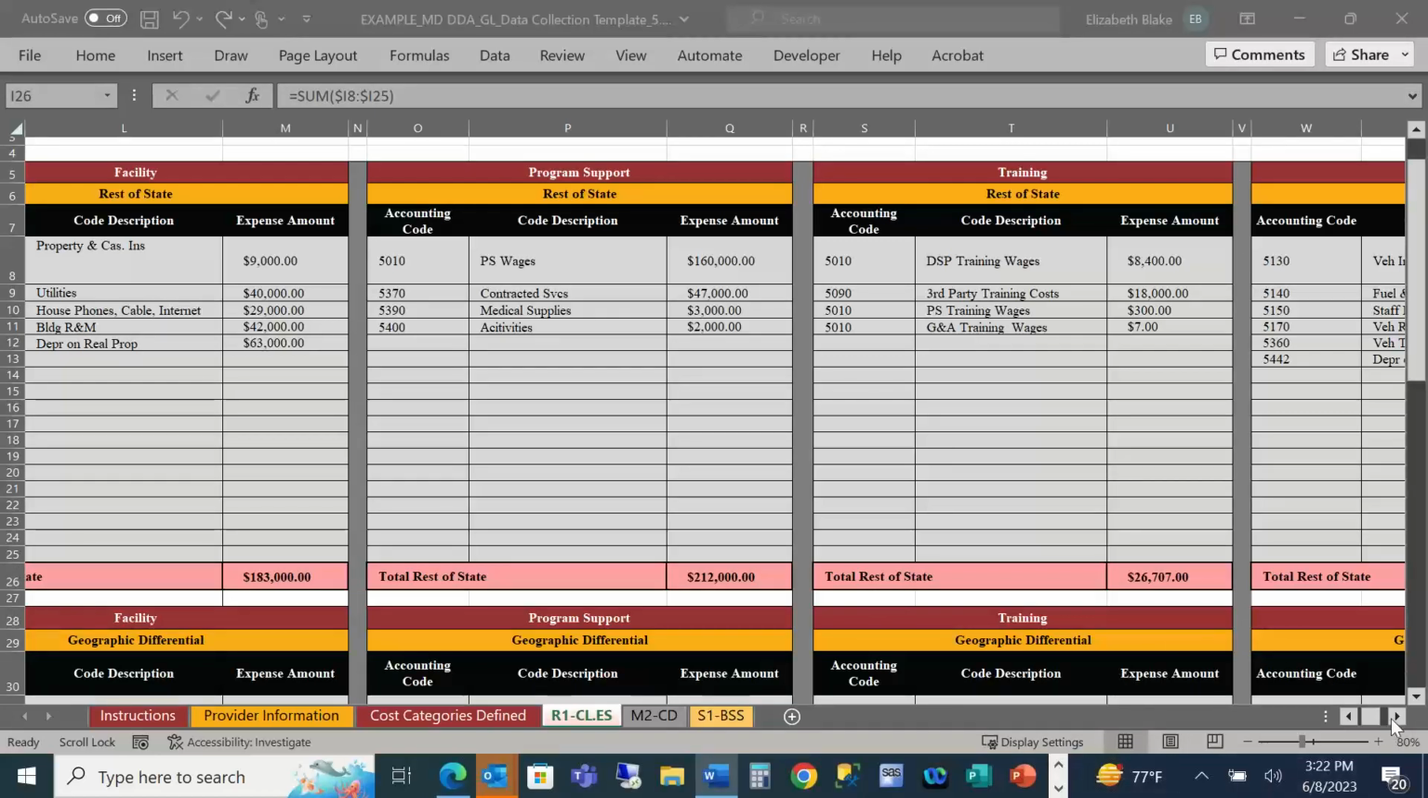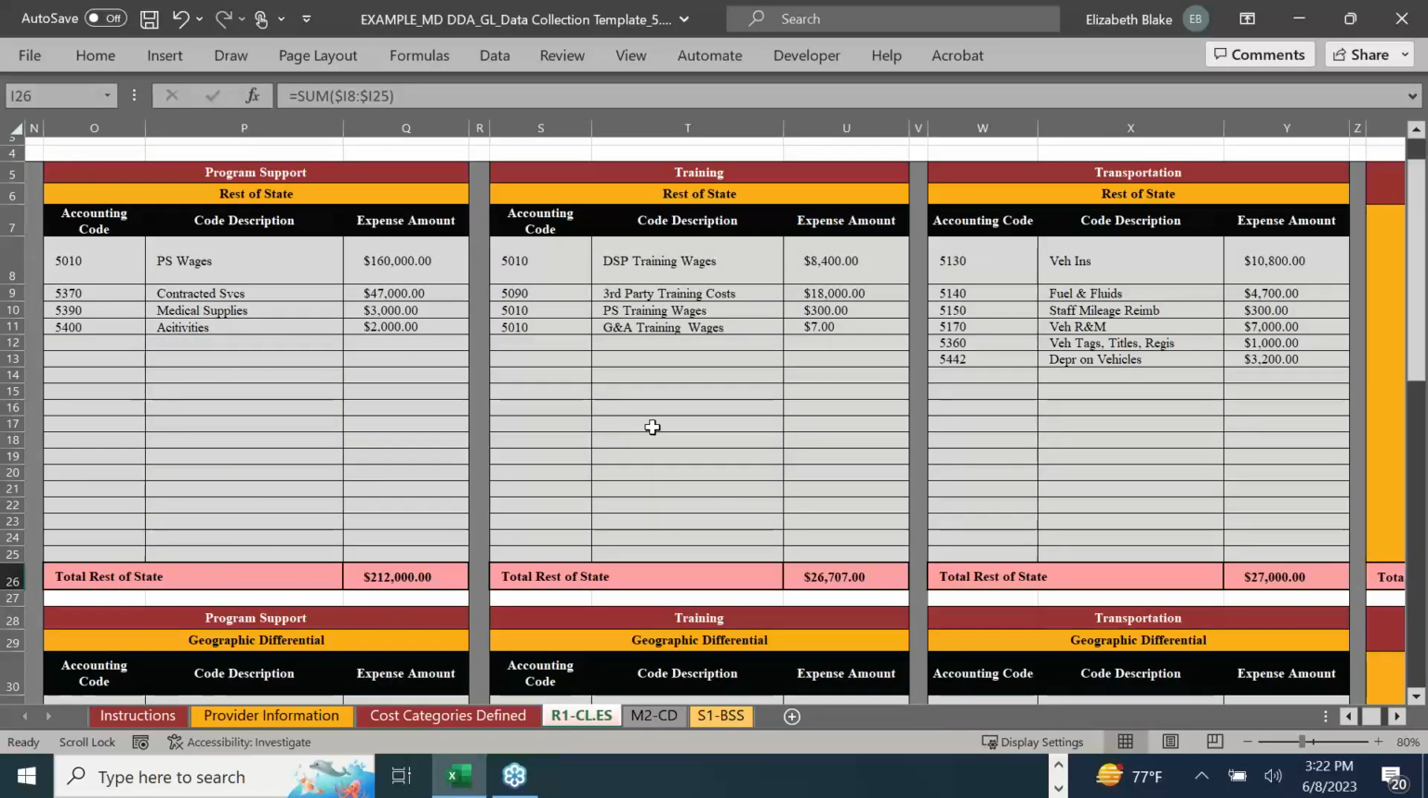So the next component that we have is going to be our training component here. So this cost category is going to include costs related to staff training, certifications, and things similar to staff development. So this would include the training staff hourly wages, third-party training costs, conferences, new hire training, and staff development. So for our organization, we have listed our DSP training wages, third-party training wages, as well as our general and administrative training wages here, and everything's getting totaled.